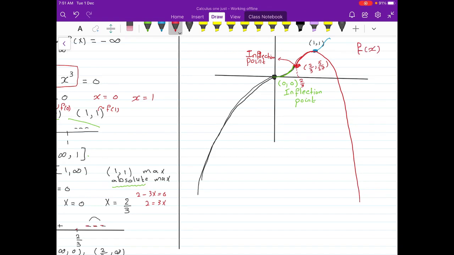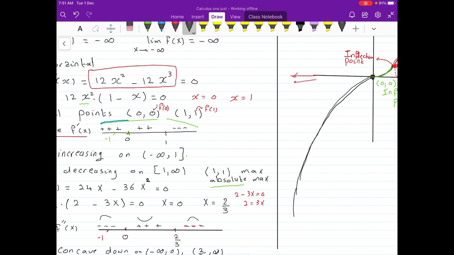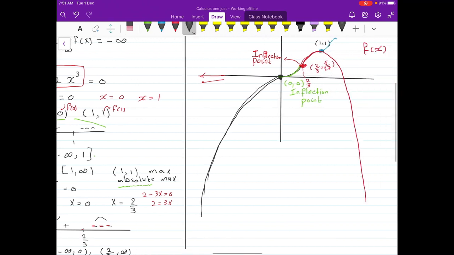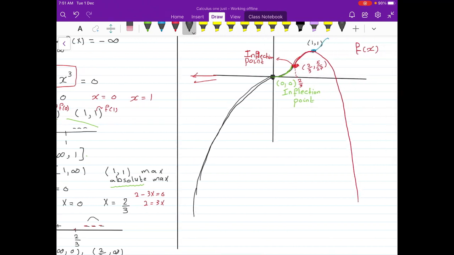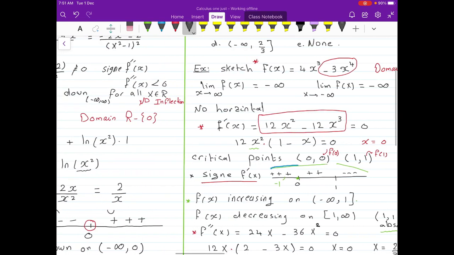So as x approaches minus infinity, obvious from the graph, the graph approaches minus infinity. And as x approaches infinity, the graph approaches minus infinity. This value is the largest one on the interval. So this will be the absolute max.